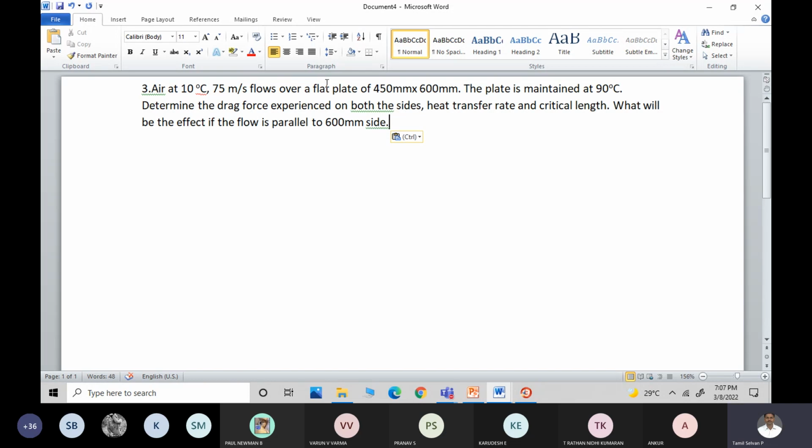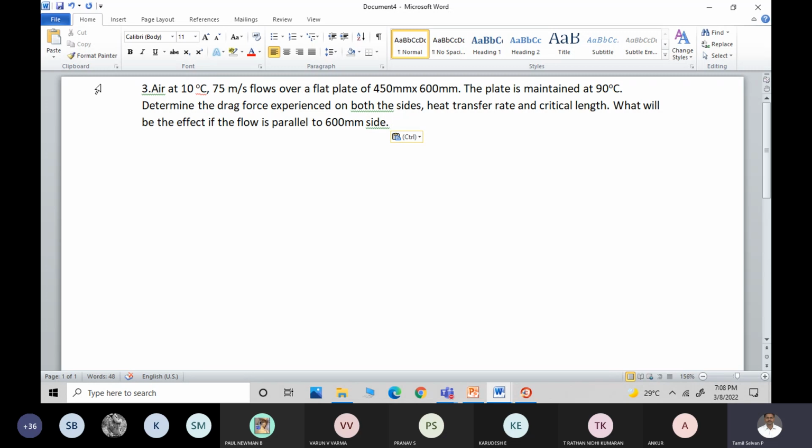Now, what happens here is air at 10 degrees C and velocity 75 meters per second flows over a flat plate of dimension 450 mm by 600 mm. The plate is maintained at 90 degrees C. Determine the drag force experienced on both sides, heat transfer rate and critical length. What will be the effect if the flow is parallel to the 600 mm side? First we have to assume that the flow is over the 450 mm side.